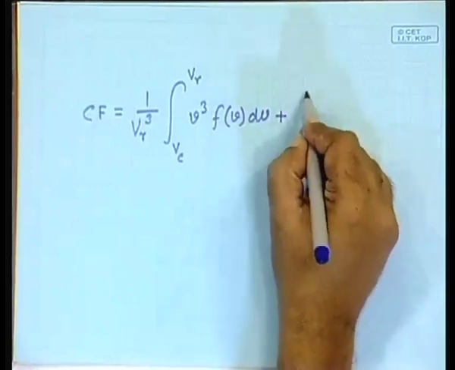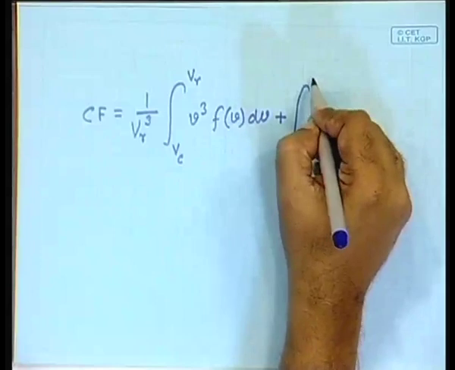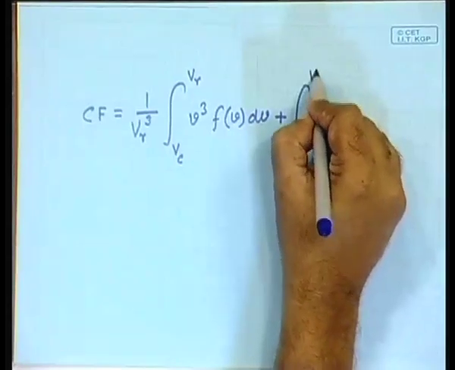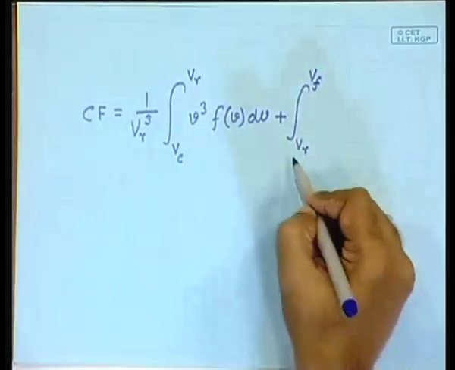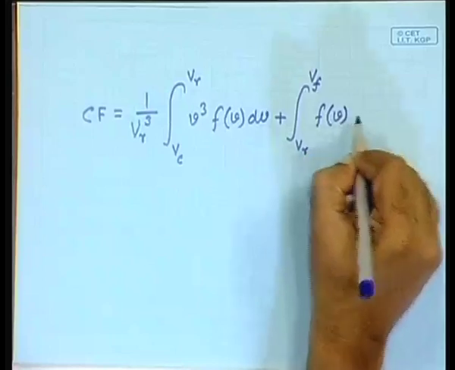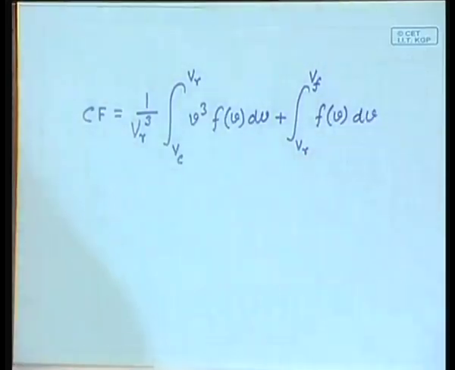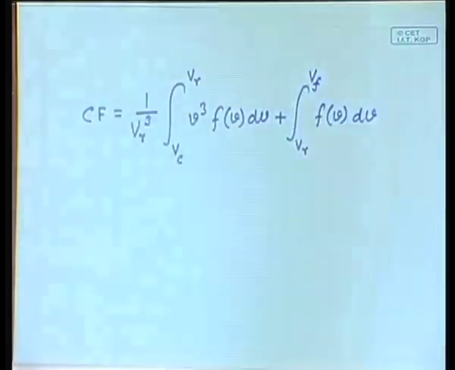plus, V rated to V furling, f(V) dV, where f(V) is the statistical distribution of the curve. You can do it this way.